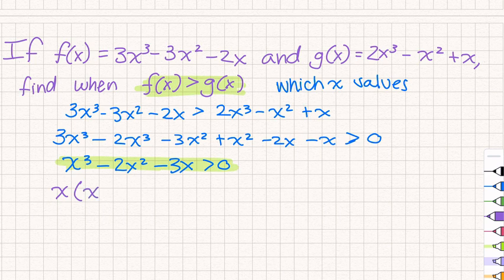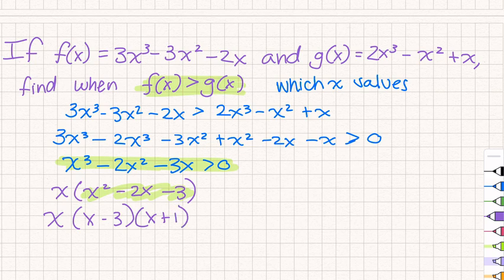So we'll have x squared minus 2x minus 3. And then we can factor this using product sum. So we have x, and then x minus 3, x plus 1. So my roots are x equals 0, x equals positive 3, and x equals negative 1. So we're going to make our chart.